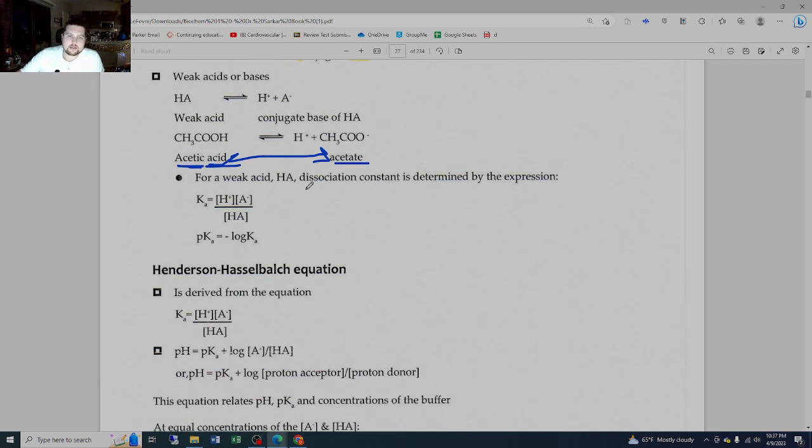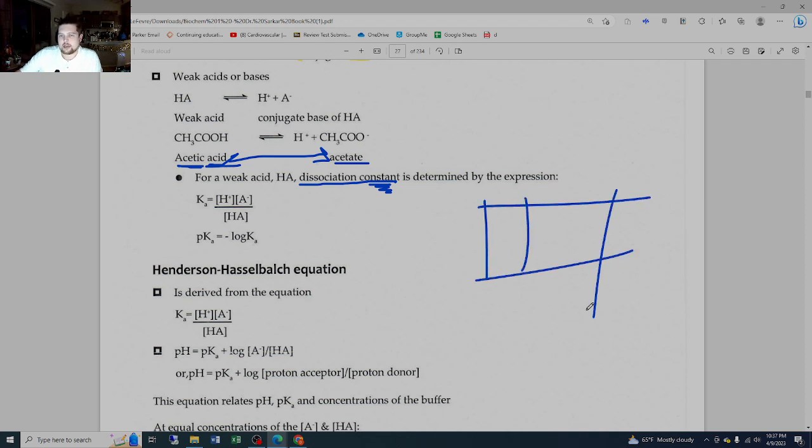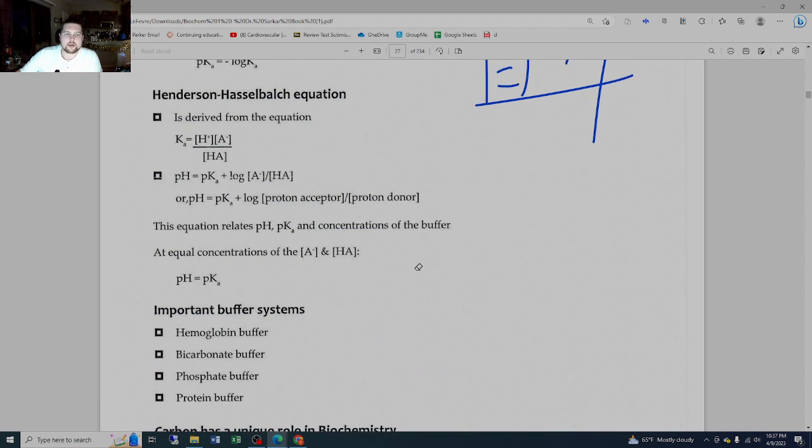So for a weak acid, the dissociation constant is determined by the expression. The dissociation constant is a constant. This is something that's been tested and discovered. Each of the different compounds is going to have a dissociation constant, which you need a little chart for, and it'll give you all of the chemical compounds and what their constant is in order to do these sorts of equations. So we won't worry too much about that.